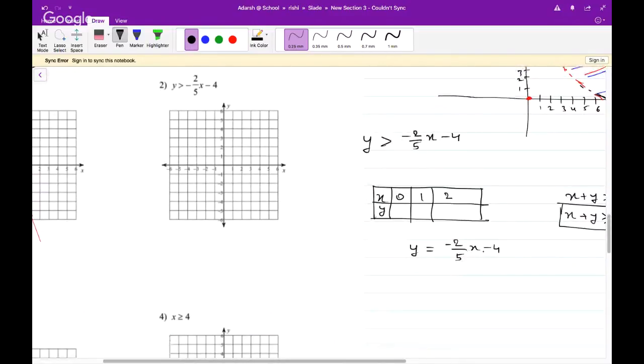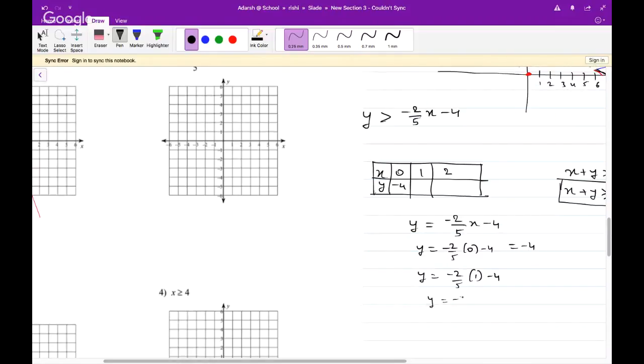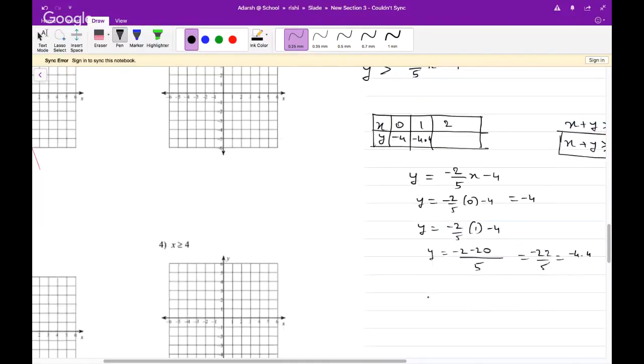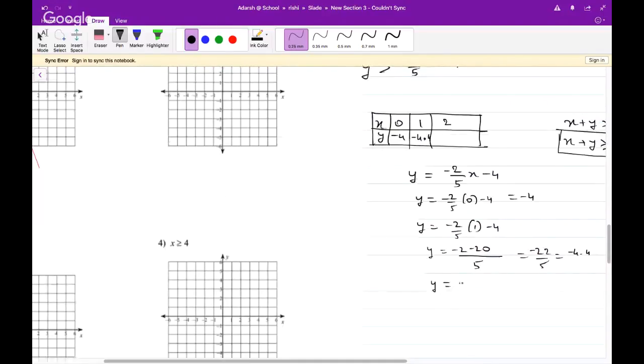So when x is 0, y will be minus 4: minus 2 by 5 into 0 minus 4. So this would be minus 4. Hopefully this is clear. Now substitute x equal to 1: minus 2 by 5 into 1 minus 4. So 2 into 1 is 2, 5 into 4 is 20, so this is minus 22 by 5. So this is negative 4.4.